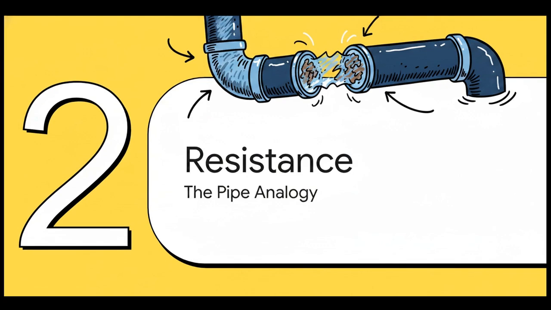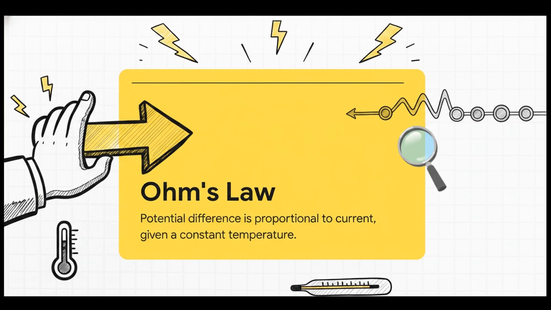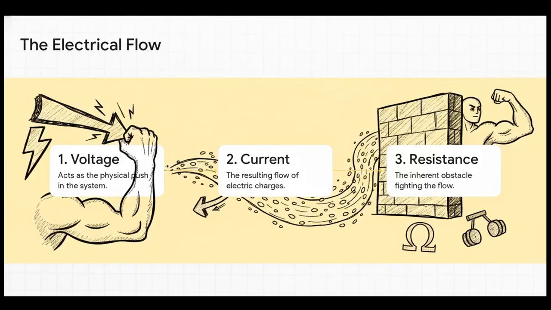Moving right along to Section 2, resistance, the pipe analogy. As you can probably guess, the pipes carrying this current aren't perfectly clear or completely empty. To grasp how the push and the flow interact, we define Ohm's law. This is the fundamental rule stating that potential difference, the voltage, is directly proportional to the current. In plain English, a harder push creates a faster flow as long as the temperature of the environment stays exactly the same.